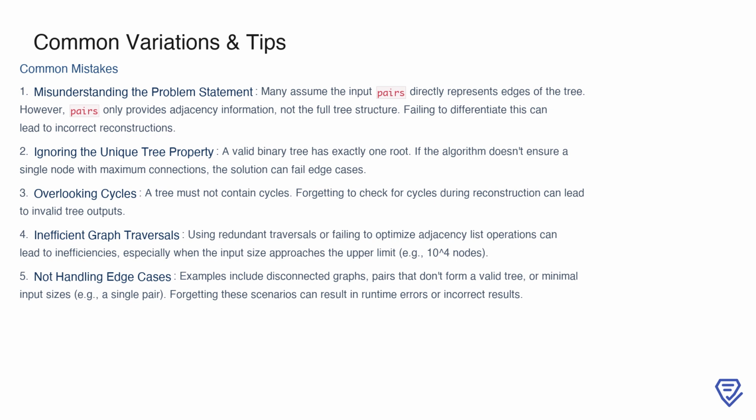Third, overlooking cycles is another common error. Remember, a tree must be acyclic, so your reconstruction process needs to actively check for and eliminate any cycles that might form. Fourth, inefficient graph traversal techniques, such as redundant operations or poorly optimized adjacency list handling, can significantly impact performance, especially with larger inputs. Finally, edge case handling is critical. Scenarios like disconnected graphs, invalid inputs, or minimal cases such as a single pair can easily cause runtime errors or incorrect results if not accounted for properly.